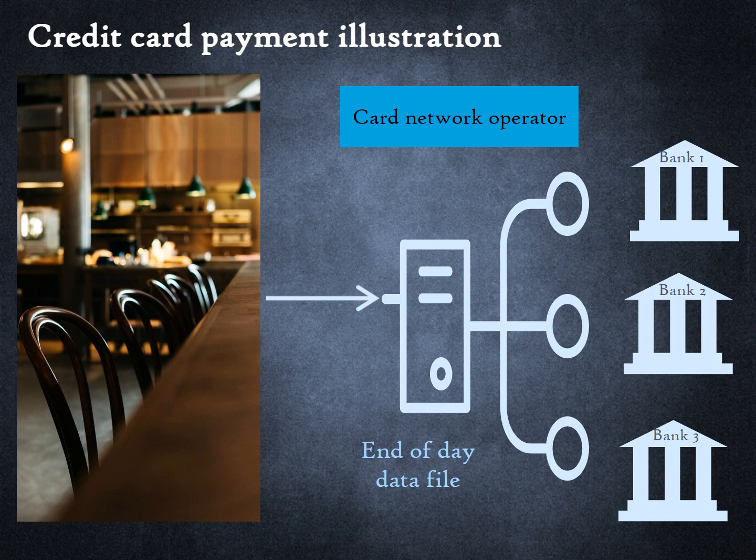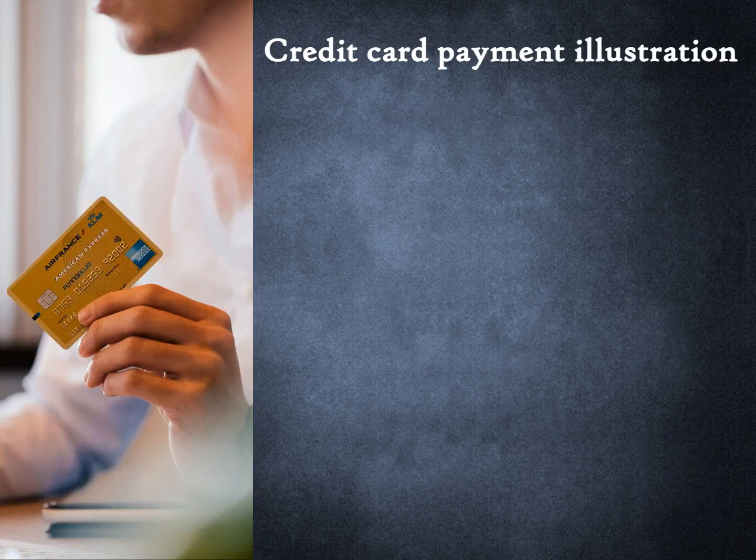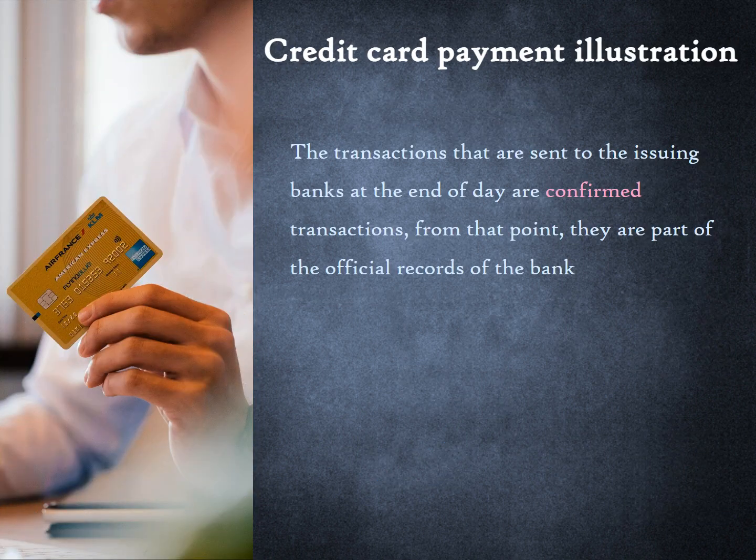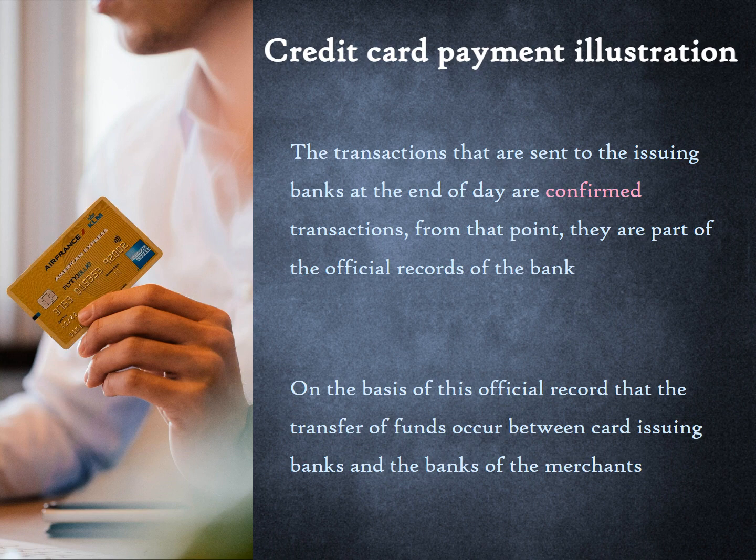The file is transmitted by card networks to the various card issuing banks. To keep this simple, we can assume that the end-of-day feed from the point-of-sale terminal occurs at 9 p.m. The transactions that are sent to the issuing banks at the end of day are confirmed transactions. From that point, they are part of the official records of the bank. It is on the basis of this official record that the transfer of funds occurs between card issuing banks and the banks of the merchants.